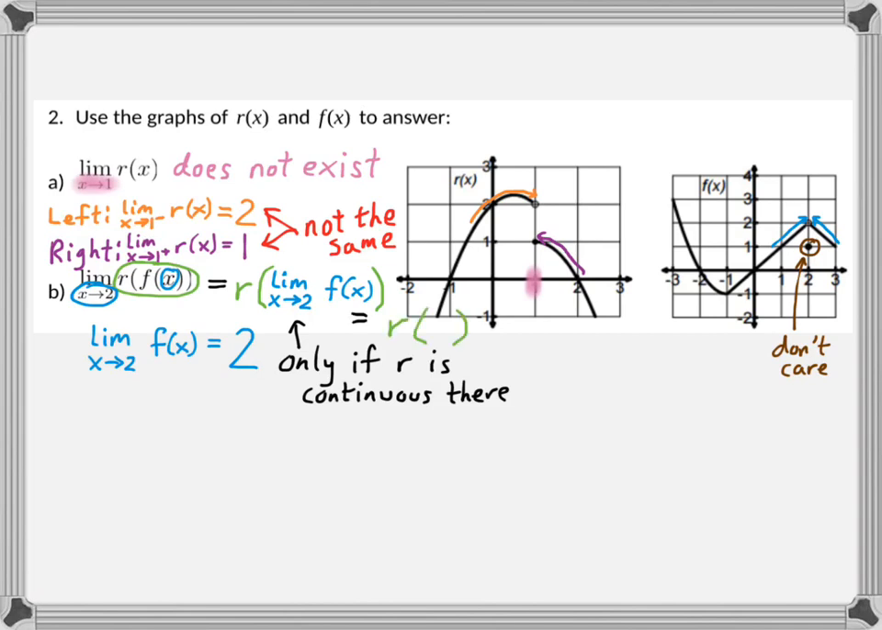So since that limit is equal to 2, I can plug 2 into the parentheses, and I just evaluate r of 2. r of 2, oh, that's right there. The value of r when x equals 2 is 0. All right, there we go. Those are those two limits. So hopefully that gets you a good start or a good refresher if you already learned some of this in pre-cal. And feel free to ask me any questions if you need it.